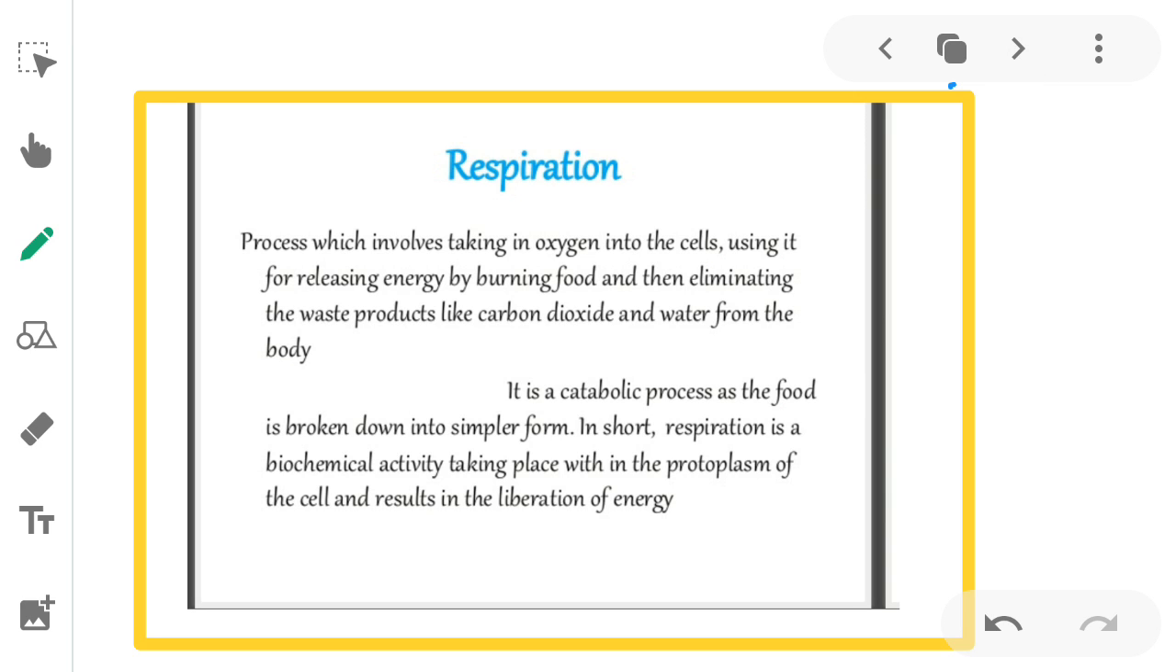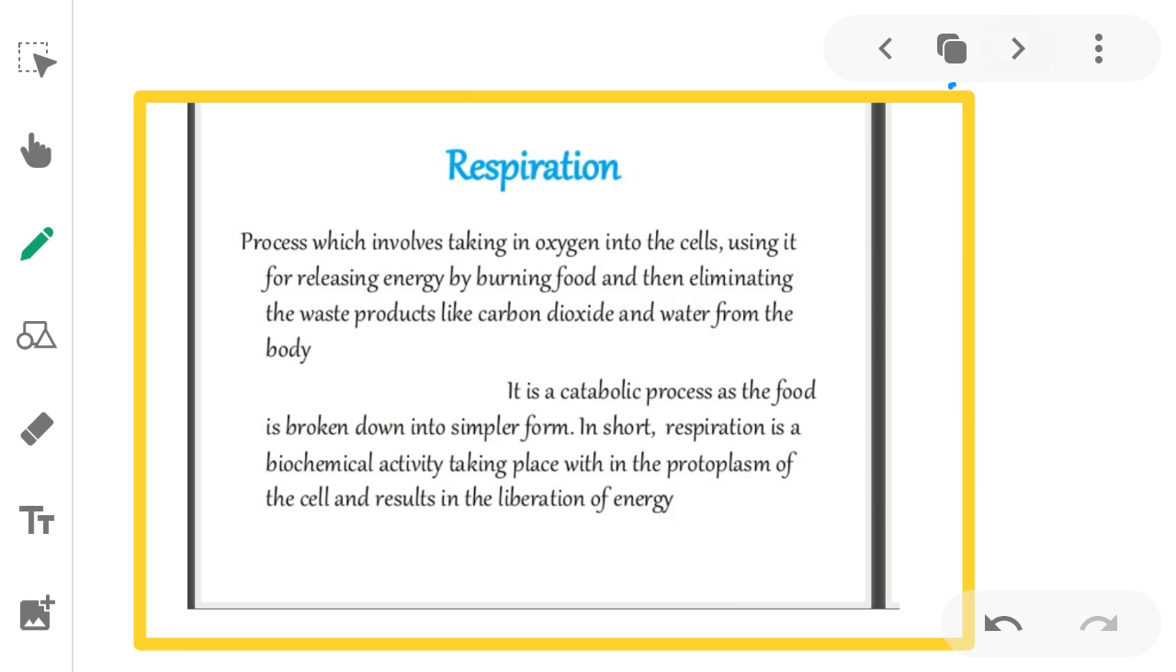Now, what do you mean by respiration? It is a process which involves taking in oxygen into the cells, using it for releasing energy by burning food, and then eliminating the waste products like carbon dioxide and water from the body. It is also called a catabolic process as the food is broken down into simpler form. In short, respiration is a biochemical activity taking place within the protoplasm of the cell and results in the liberation of energy.